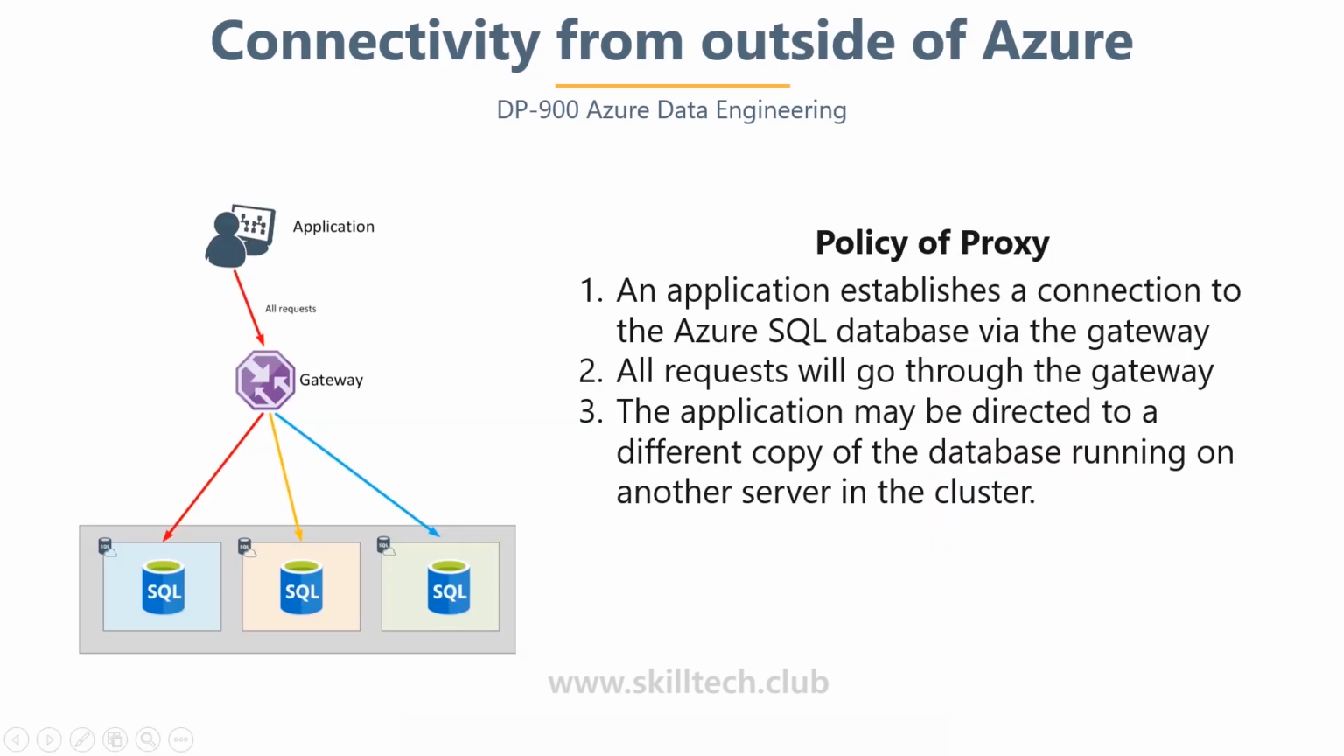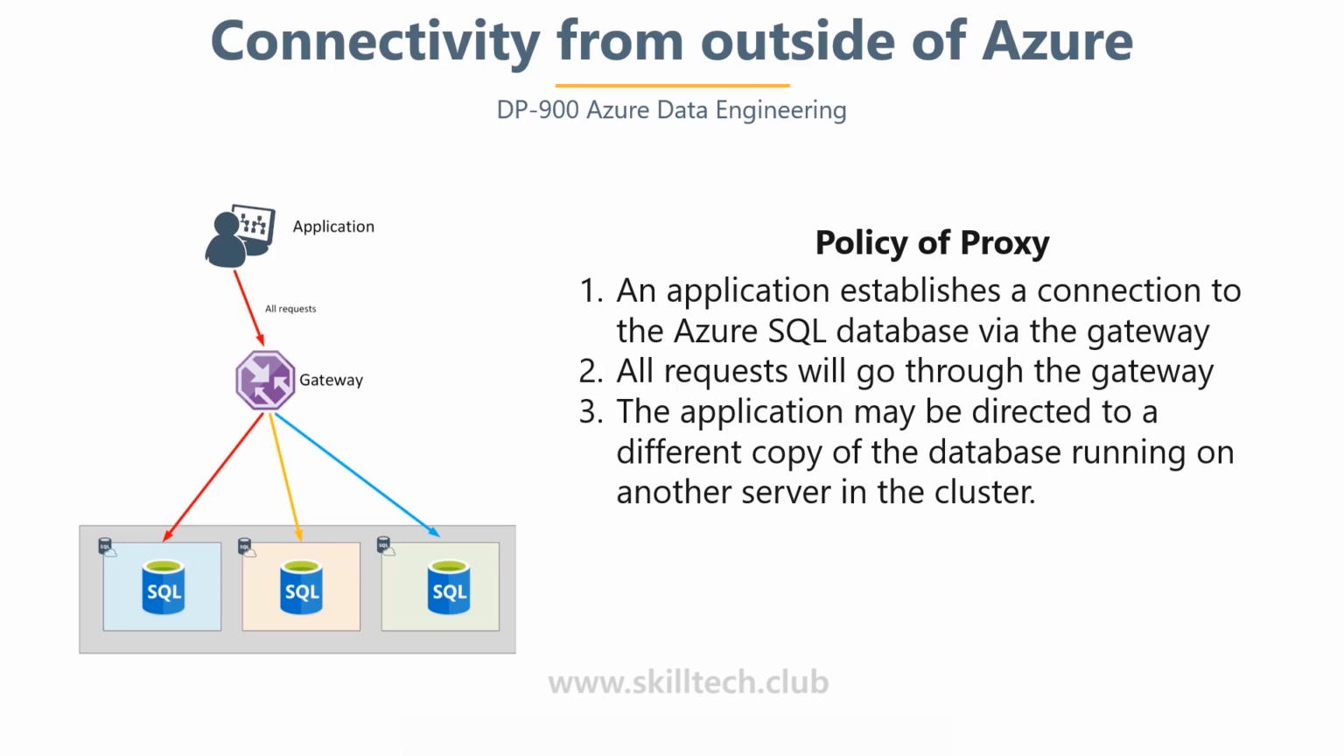Obviously, with this, we also have to take care of connectivity from outside to Azure. There are chances that you have applications running on your on-premise server, or maybe you have SQL Server Management Studio or some other development machines which are going to connect with your databases. When this kind of scenario is there, let's say you have an application which is establishing a connection to an Azure SQL database via the gateway. All the requests will go through the gateway in this case, whether you are making a first request or some other request after that, everything will go via the gateway.